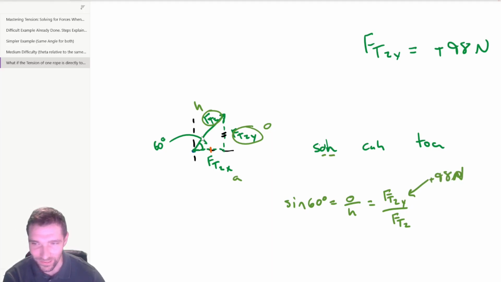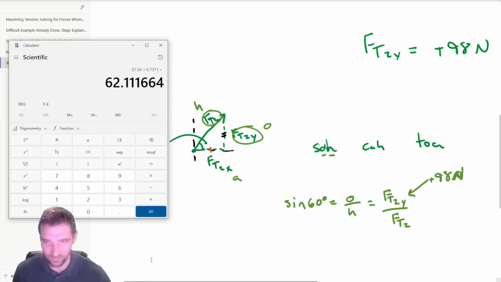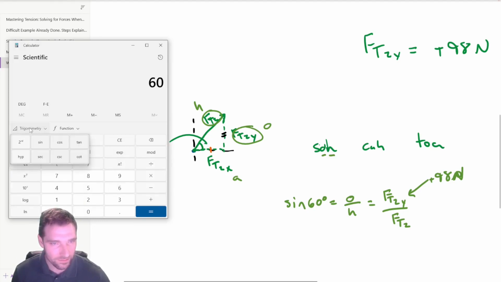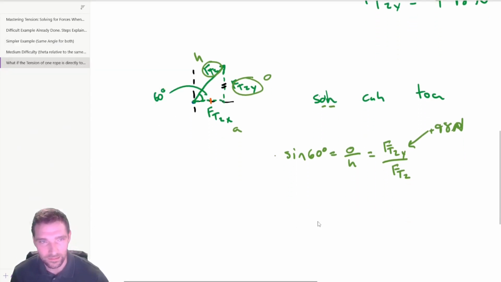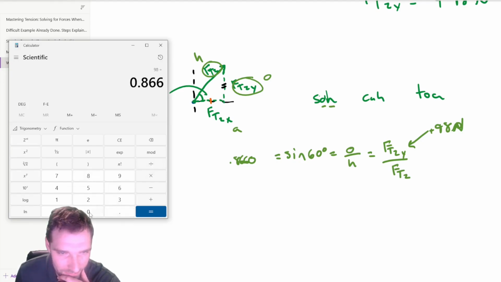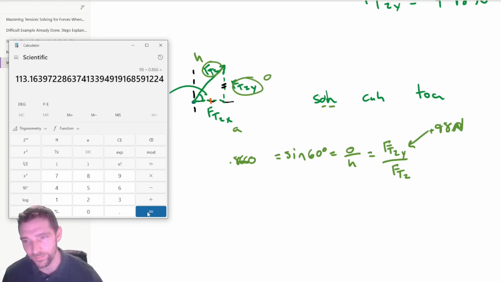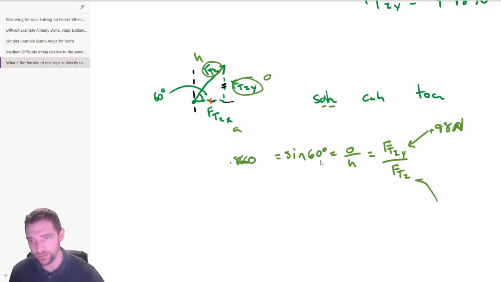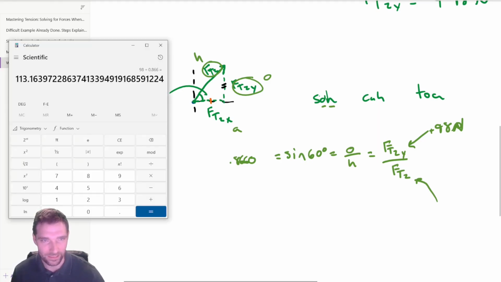The unit is newtons, so that's an N there. And we've got sine of 60, so we can then relate that. So we've got 60 degrees, sine of 60, that's got to be 0.8660. And so this is about 86% of whatever bottom number that is. So let's go ahead and take 98 and divide that by the 0.8660. Yeah, so I'm seeing that FT2 here should be slightly bigger than FT2y to get that 86%.